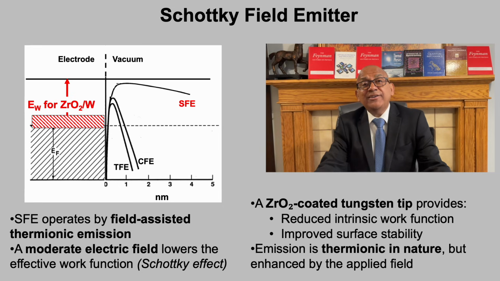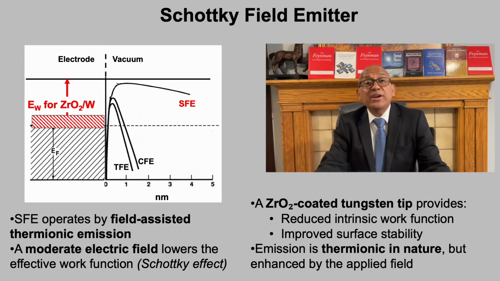At the same time, the emitter tip is coated with zirconium oxide on a flattened tungsten surface. This coating reduces the intrinsic work function of tungsten and improves the chemical and mechanical stability of the emitting surface. The combination of moderate heating, reduced work function from the zirconium oxide coating, and field-induced barrier lowering allows electrons with sufficient thermal energy to escape into the vacuum efficiently.